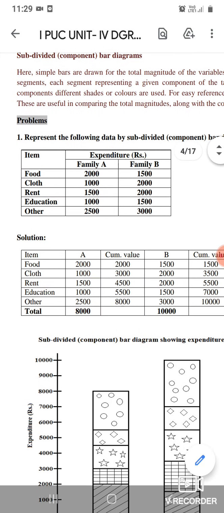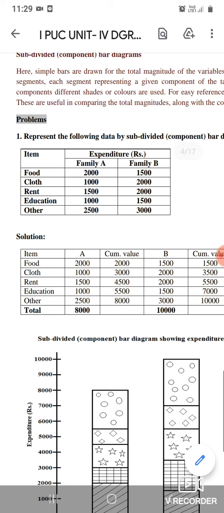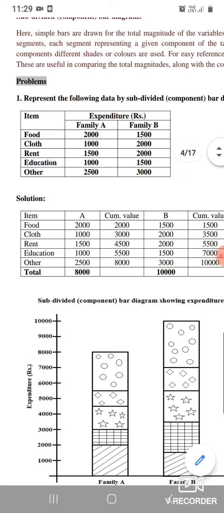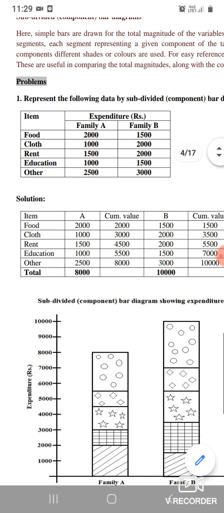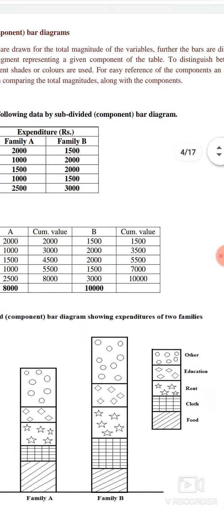So here we have to divide a single bar into different components according to their magnitudes. And before going for the construction of a component bar diagram, we have to calculate the cumulative totals, that is shown below. Okay, let me deal with the example now. Represent the following data by subdivided or component bar diagram.